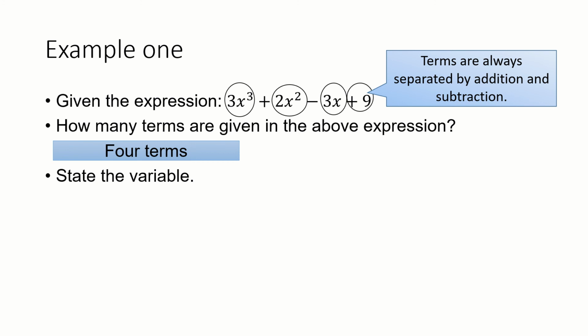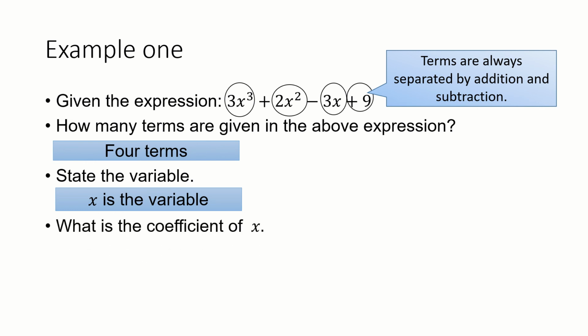State the variable. In all those 4 terms that are given, what is our variable? Remember, a variable is simply a symbol or a letter that represents a number we do not know yet. Now, what is our variable in the given expression? Correct. Our variable will be x.